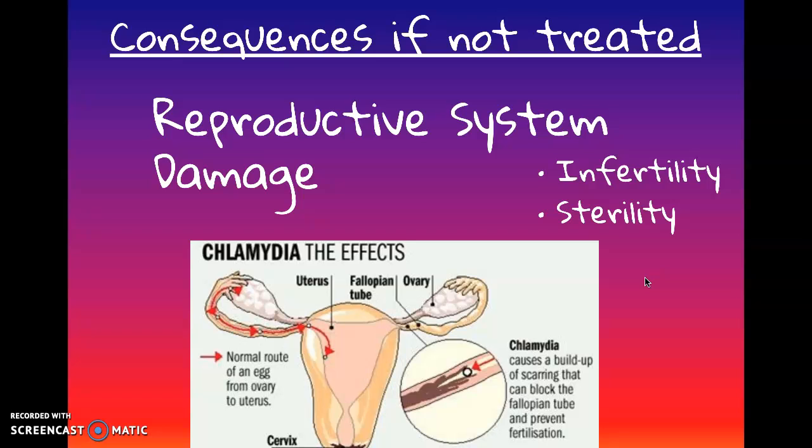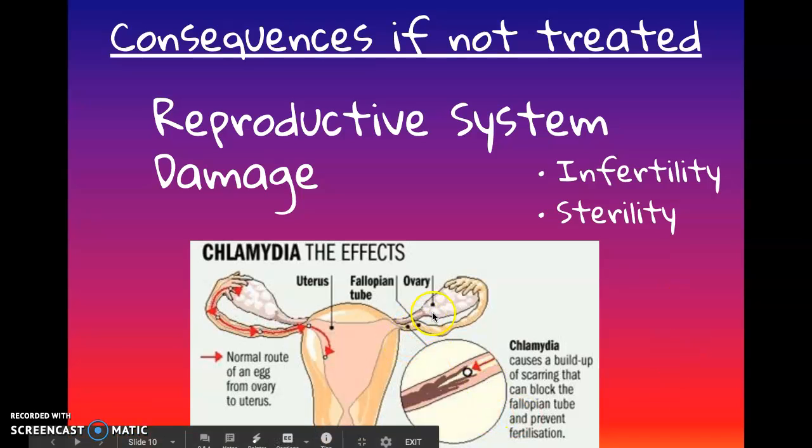However, consequences if not treated. This is the scary part. And this especially affects the women. The bacteria will damage the reproductive system. As you can see here, this is a close-up picture of the fallopian tube.